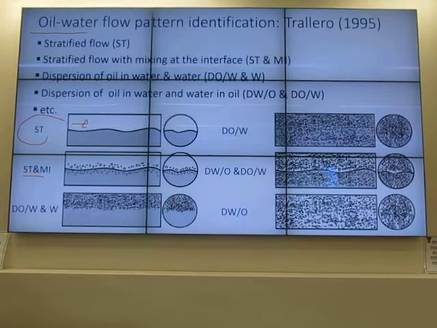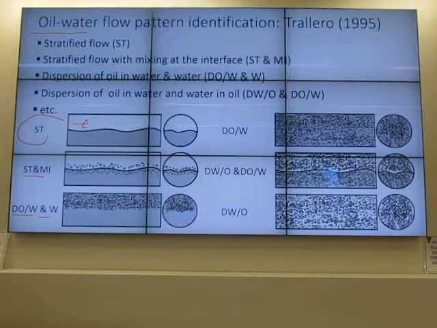Okay. So when we have DO/W, that is the dispersion of oil in water. So water is gray, right? So we have oil in water, which is white in gray on the top part. So this flow pattern is dispersion of oil in water and water layer. We have a water layer at the bottom. But on the top is oil and water, and we have water at the bottom.